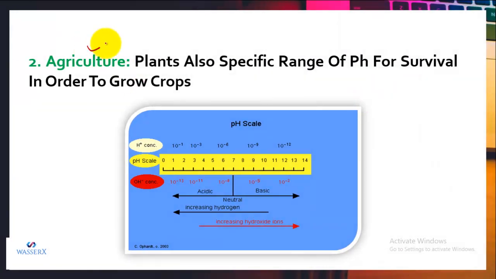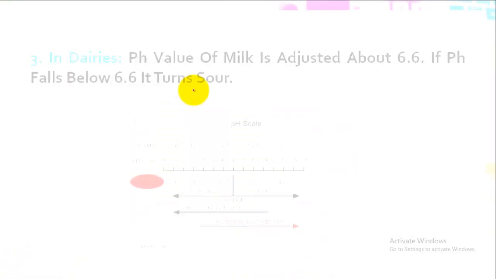Second is the role of pH in agriculture. See, plants need a specific range of pH for survival and in order to grow as crops. So in agriculture also it plays an important role, because there are certain crops which can grow in acidic soil. There are certain crops which grow in a soil which has pH that is more than 7. So it has an agriculture importance also.